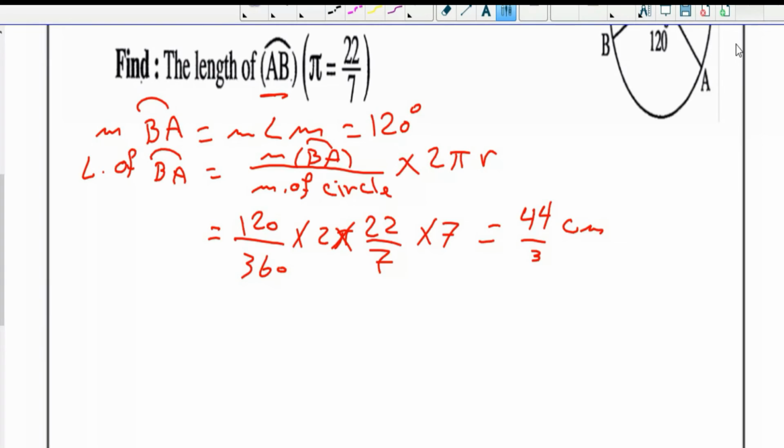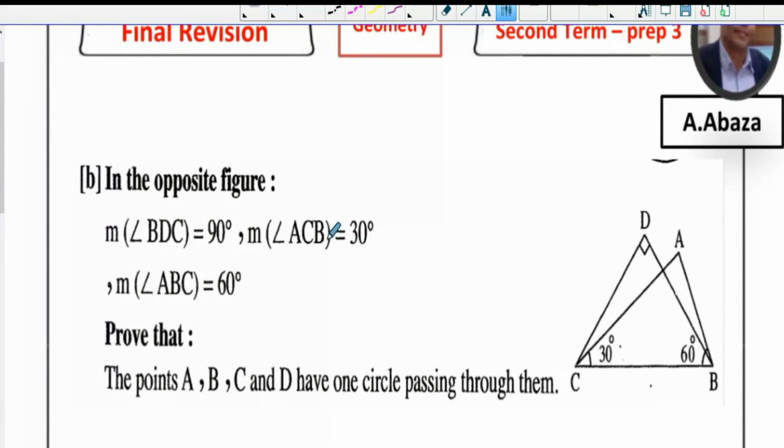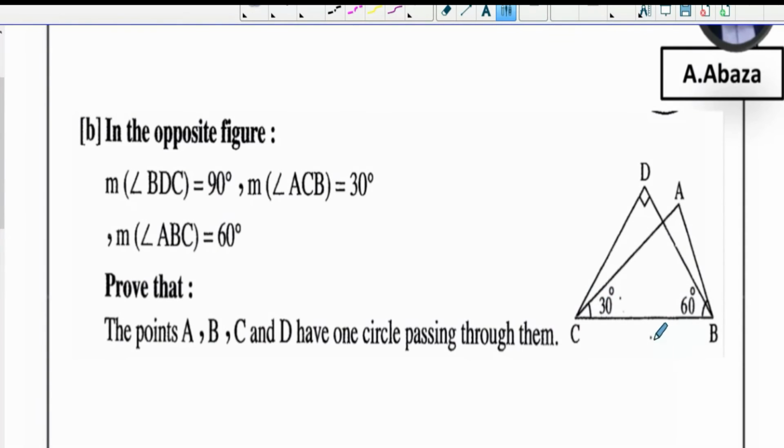The next question. In this shape, the measure of the angle BDC equals 90, the measure of the angle ACB equals 30, and the measure of the angle ABC equals 60. Prove that the points A, B, C, and D have one circle passing through them. I can also say ABCD is cyclic.